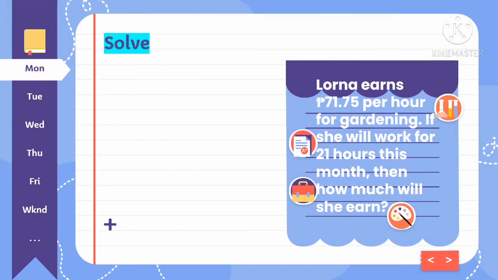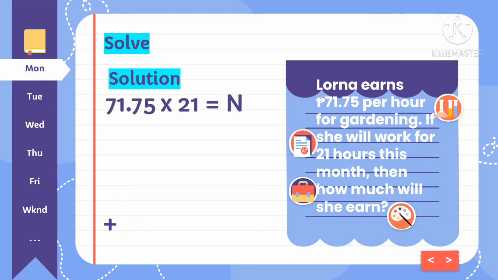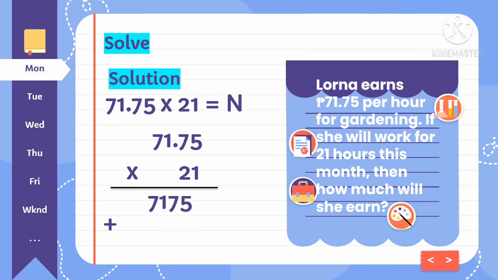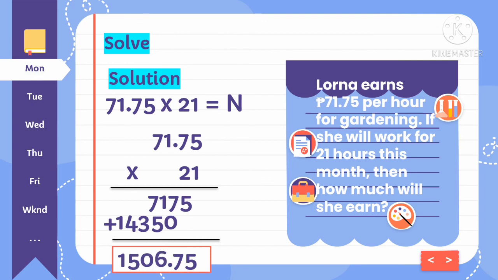So, let's now solve for the solution. So, we will just multiply 71 and 75 hundredths times 21 to find the value of n. So, 71 and 75 times 21. So, una muna i-multiply natin itong 71 and 75 hundredths sa 1. So, makukuha natin is 7,175. Then, i-multiply ulit natin yung 71 and 7,500 sa 2. So, we will get 14,350. Then, we add the two partial products to get the final product.